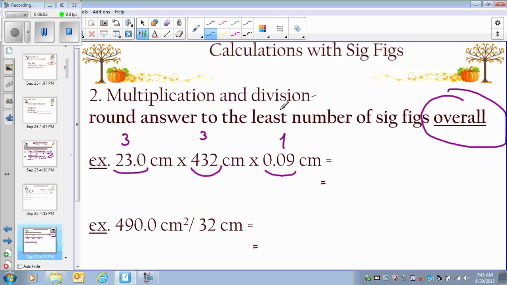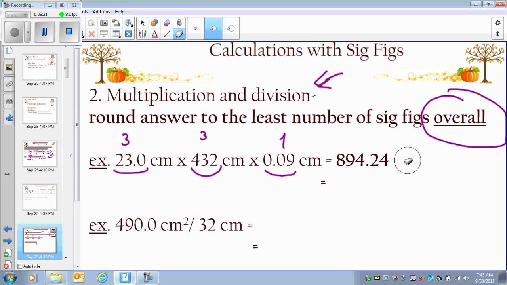So I repeat it. For multiplication or division, we don't only count decimal spaces. Okay, we don't care how many decimal spaces there are. What we care about is the total number of significant digits you have in each number. So 3, 3, and 1. So let's see what the calculator gives me. The calculator gives me this long number, 894.24. Okay, now I cannot have any more than 1 significant digit in my answer.